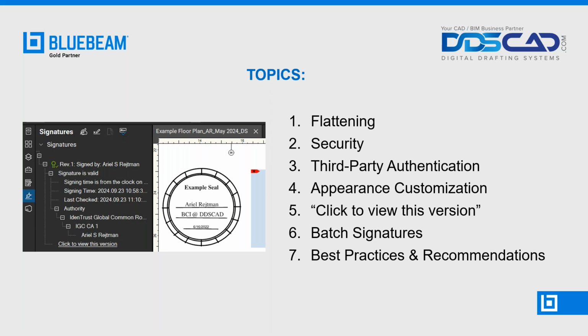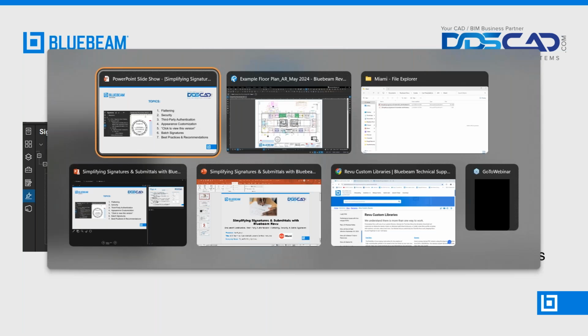We'll also learn about customizing the appearance of our signature, along with what happens if a change was made after signing, whether it was you creating a markup or somebody else doing something similar. Can you view the original version of a PDF, and can you make sure that it's safe and secure and that it really can't be changed by anyone? We're going to learn how that works with Click to View this version. Then we'll talk about batch signatures, how we can sign multiple documents and pages all at once pretty quickly, and some best practices and recommendations as we go along. So with that, let me switch into Bluebeam Revu and let me start talking about flattening.